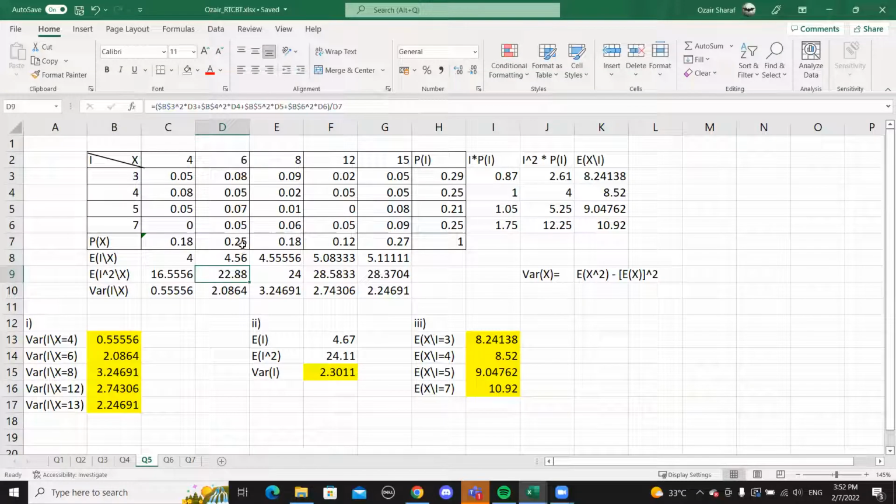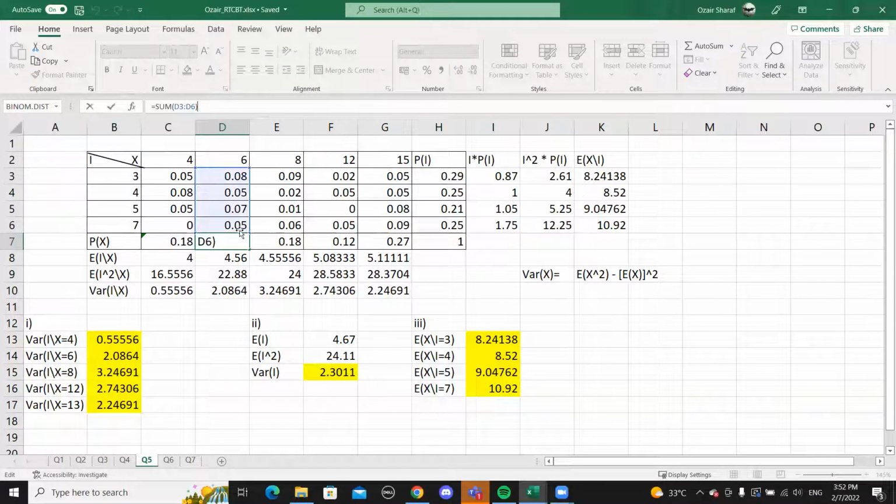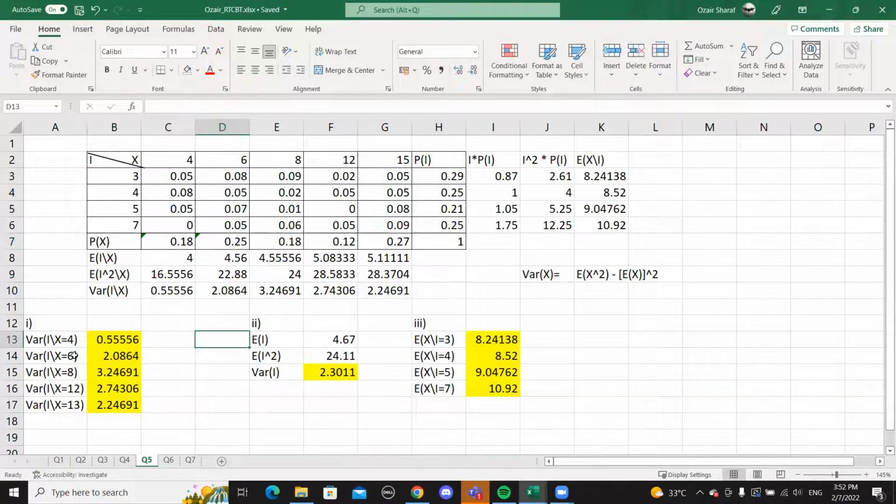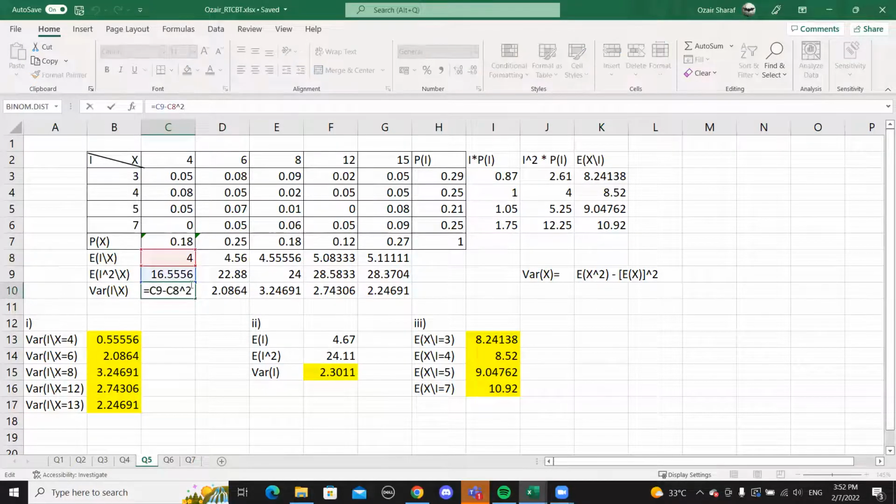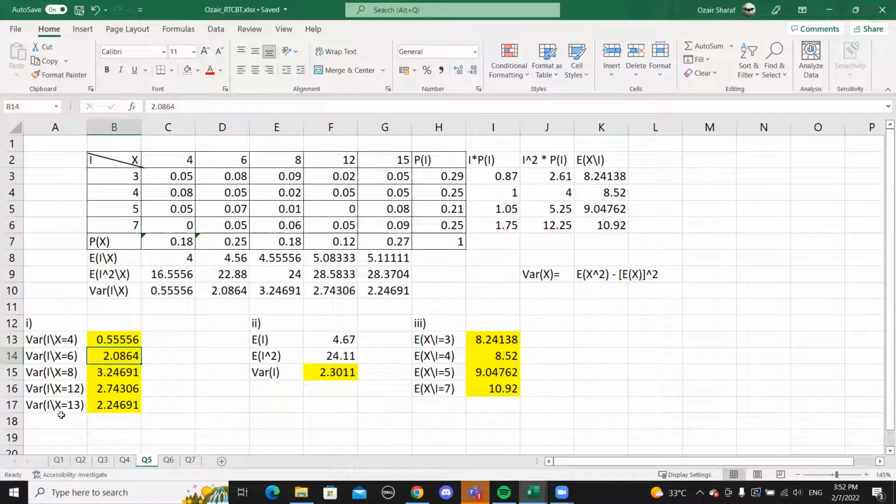So how do we get 0.25? The probability of x equals 6 is basically the summation of 0.08 up to 0.05. Pretty much the same for the rest. So the variance of class given x equals 4 is simply 16.556 minus 4 squared, which gives you 0.556. And the same for the remaining x values.